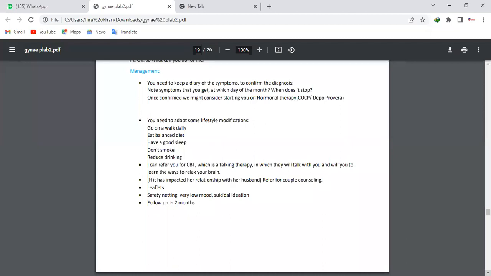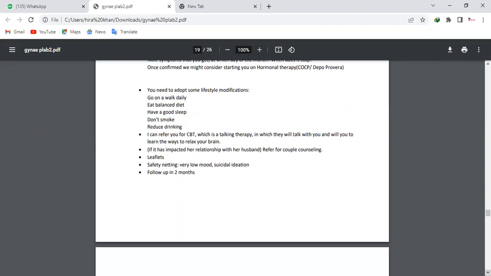Then offer the leaflets and do safety net for low mood and suicidal ideation. And then follow up in 2 months.